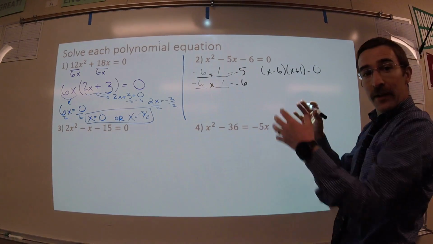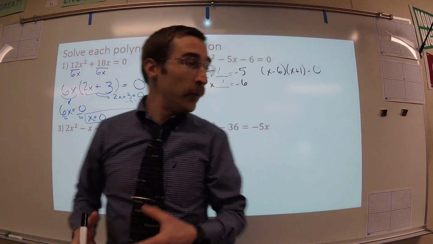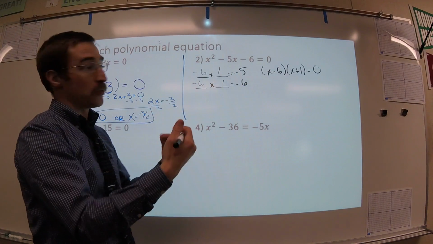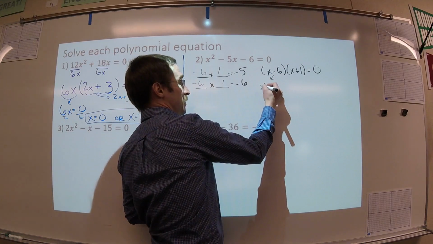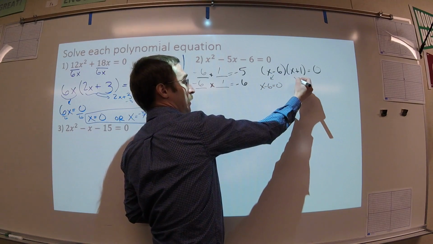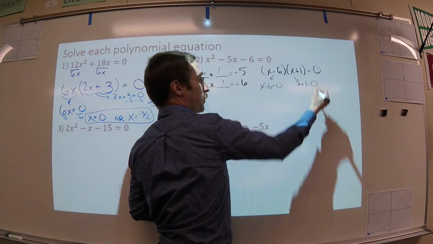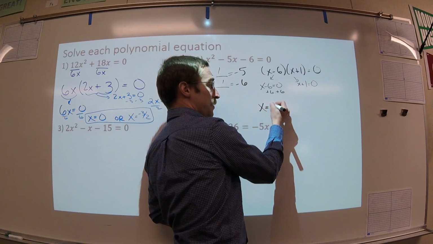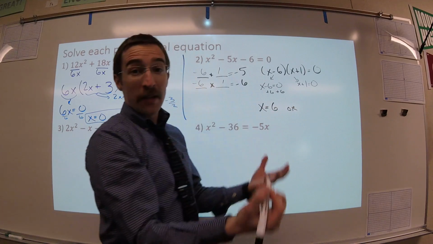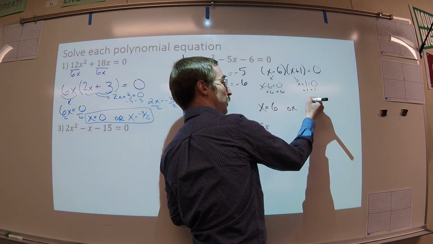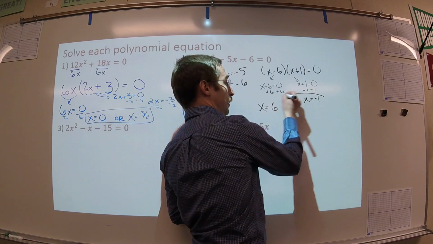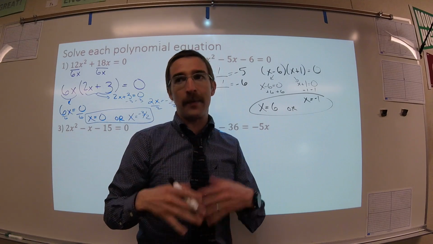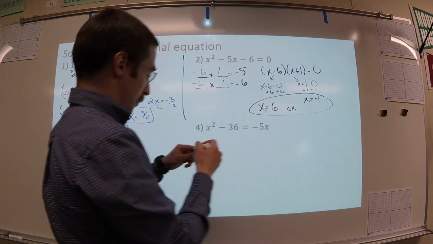Zero product property says, hey, if we got things that are multiplied together equal 0, well, each thing could be 0. When each one is 0, that's a solution. So I just take this x minus 6 equals 0, take this x plus 1, set it equal to 0. Add 6, x equals 6 is one solution, or the other solution, subtract 1, x equals negative 1 is the other solution. Circle them both. Throw a little "or" in between. It's not "and." It can't be both at the same time. It could be one or the other. All right.